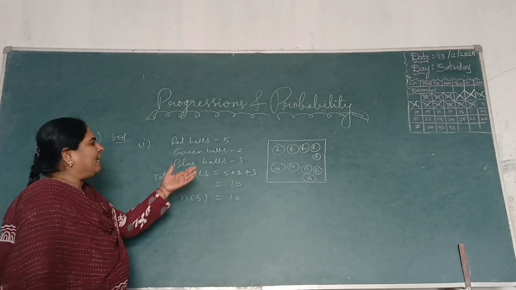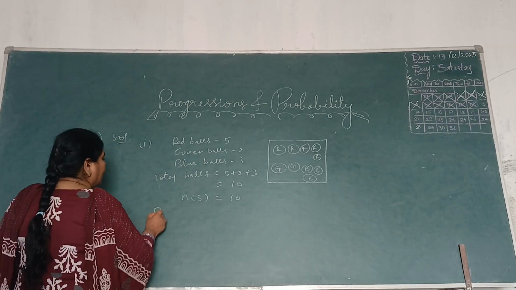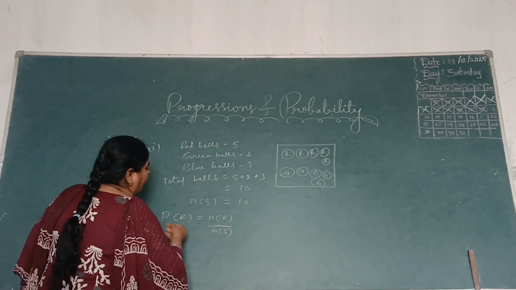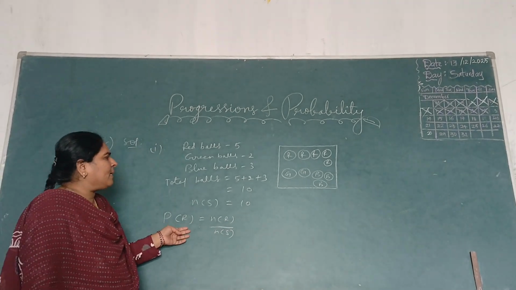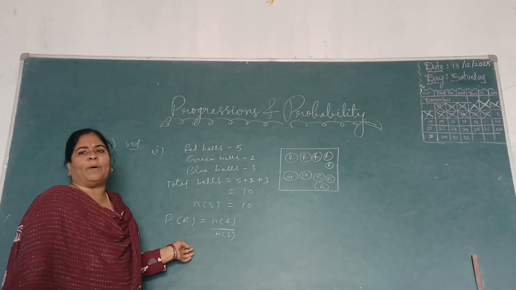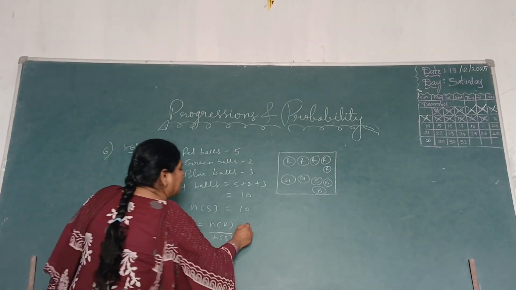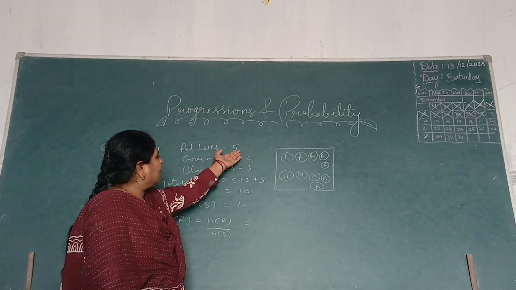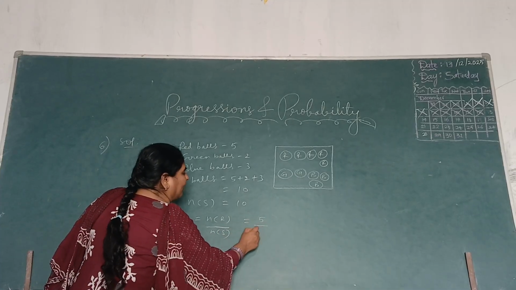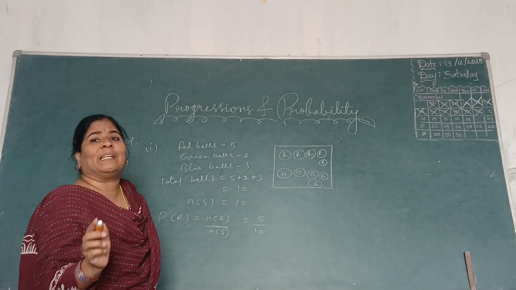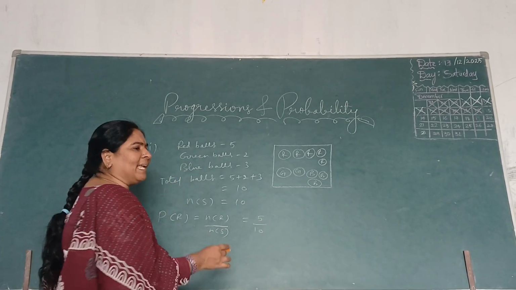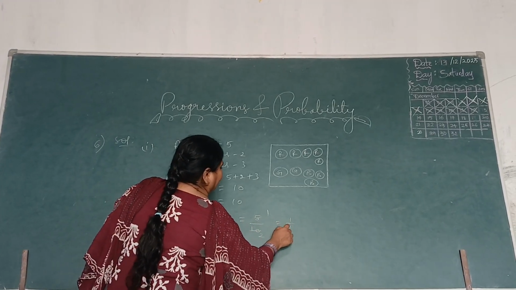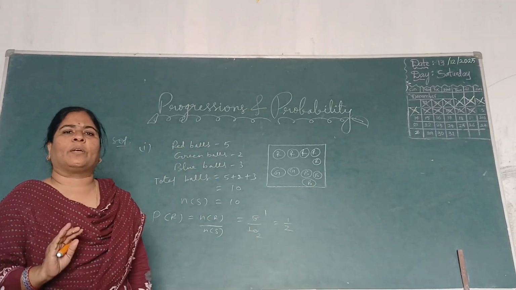Now what we need: P of r, let us take n of r by n of s in short form. What is meant by P of r? Probability of getting a red ball. So n of r is the number of favorable outcomes for a red ball. How many balls are there? Five. Total are 10. But we need to cancel it compulsorily. Few children have not cancelled 5 by 10. So they will be losing half a mark in the examination, because the mark is 1 by 2.